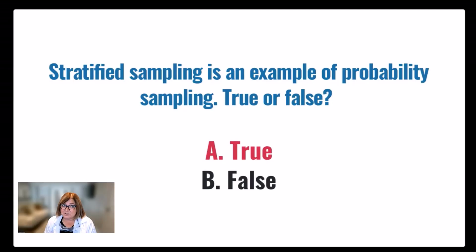To answer this question, we want to remember what stratified sampling is. Stratified random sampling is a method of selecting a sample where we divide the population along different strata or subgroups, and then we randomly select from within those subgroups or stratum. The key to think about here is whether the sampling technique is truly random. And in this case, it is, so the answer is true.